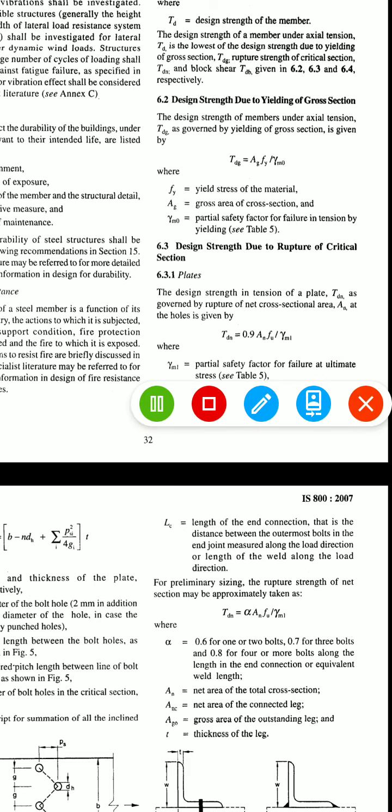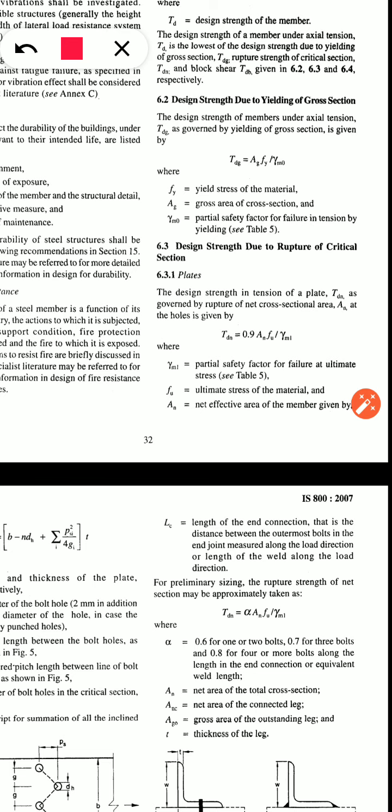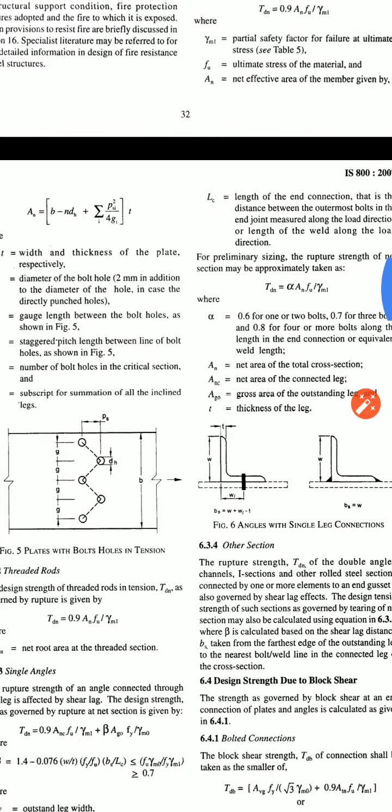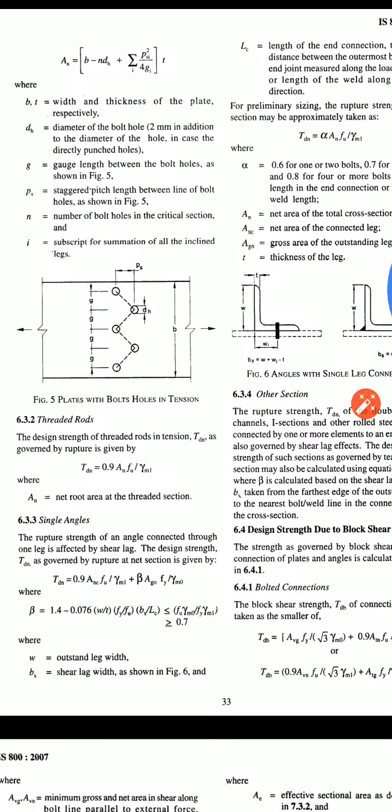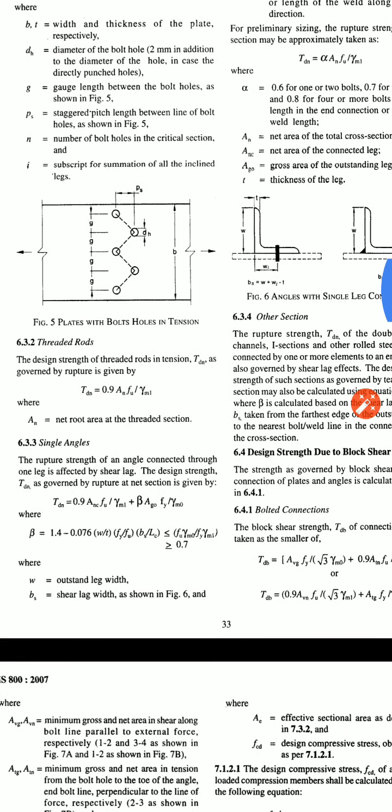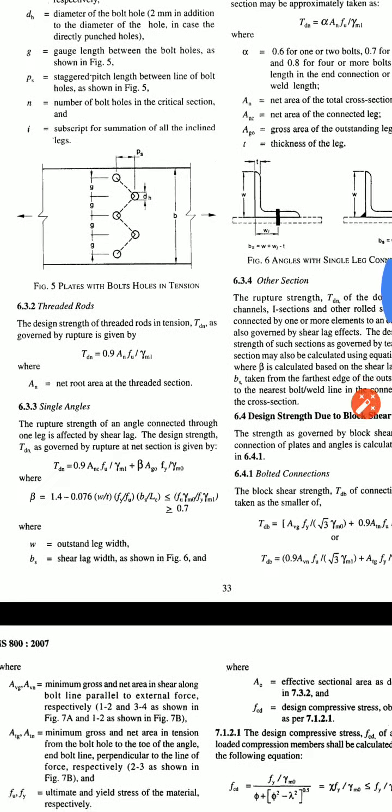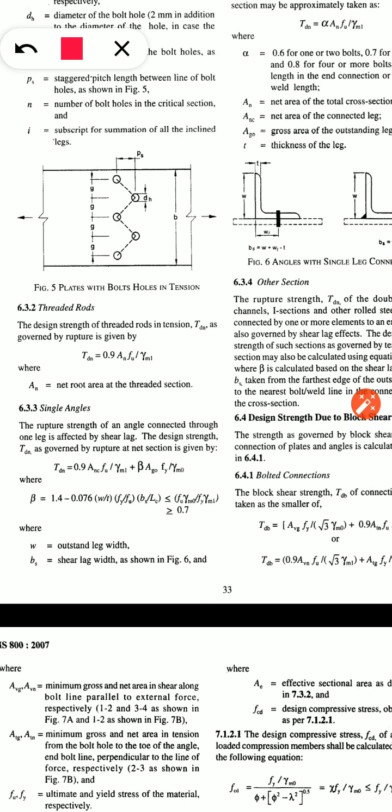For plate section, the design strength due to rupture is this one, and for angle section it is given on page number 33. That is for single angles or any angles. Tdn is equal to 0.9 Anc fu divided by gamma m1 plus beta Agо fy divided by gamma m0. So this is the formula for design strength due to rupture for angle section.